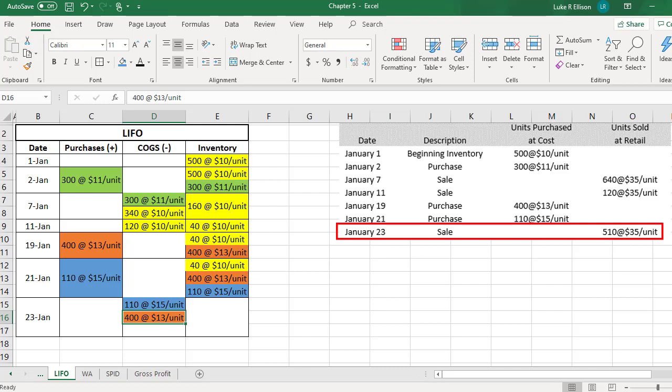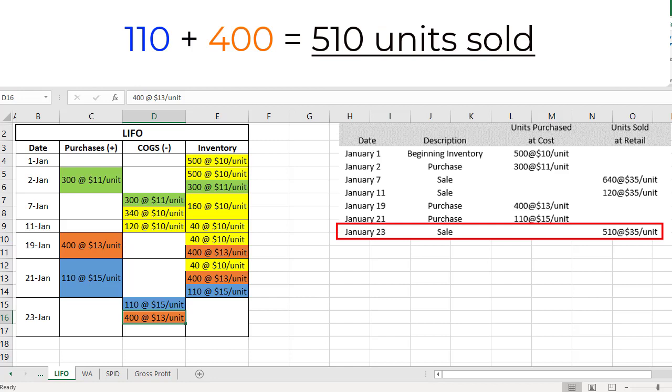And this problem actually worked out quite nicely because the blue and the orange layers of inventory we just copied into the cost of goods sold column happened to add up to exactly 510 units, which is the number of units that were sold on January 23rd. So we don't need to break into any of the yellow units.